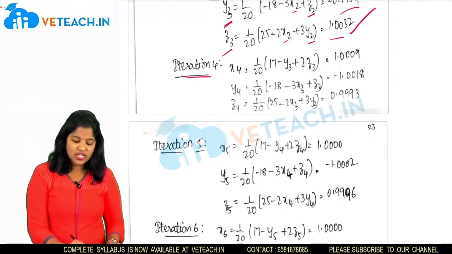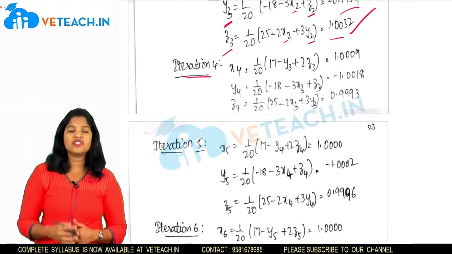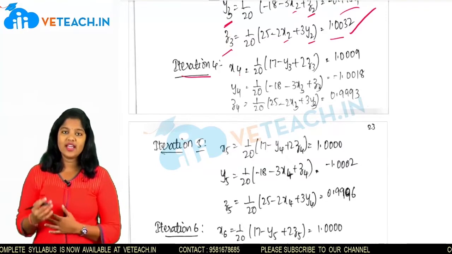Next, iteration 4. For iteration 4, the same procedure: in place of x, y, z, substitute the previous iteration values x3, y3 and z3.